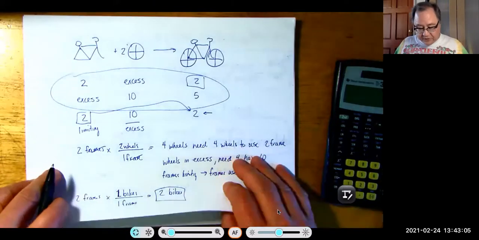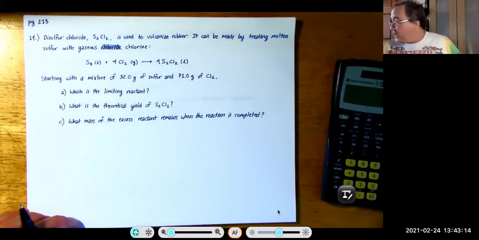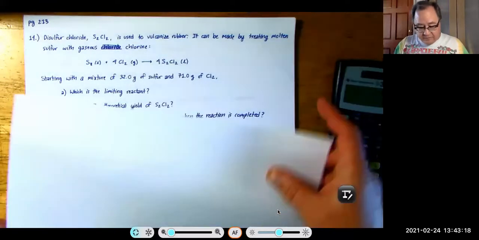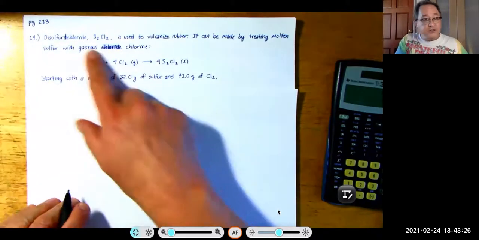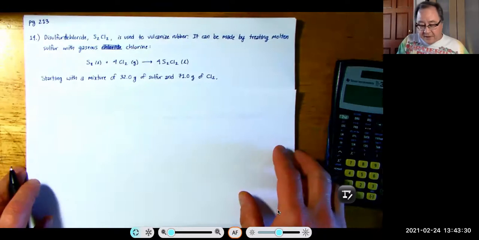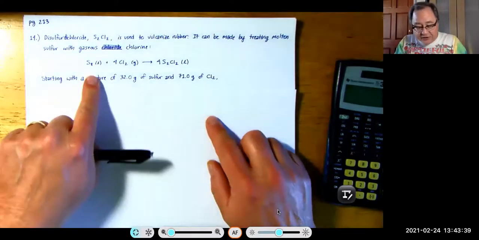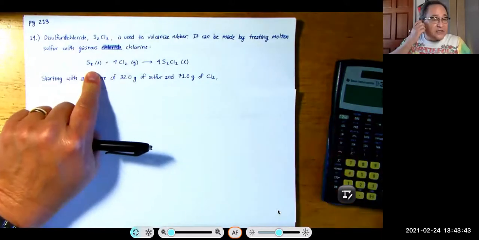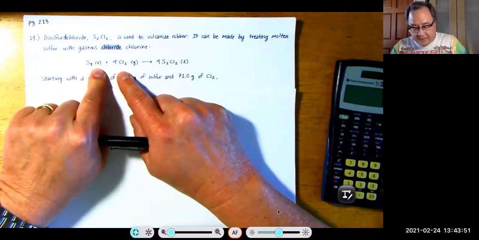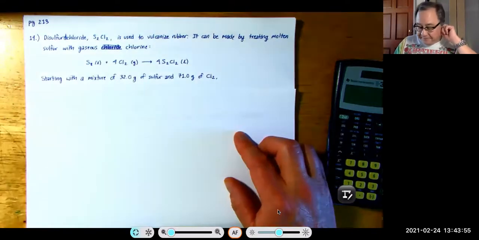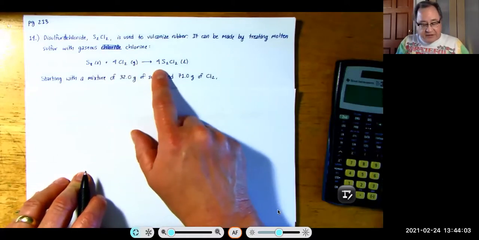All right, so let's put that into practice with this problem right here. We're going to do this 2 ways. Disulfur dichloride is used to vulcanize rubber. It can be made by treating molten sulfur with gaseous chlorine. So here's the reaction. Turns out that sulfur is a weird molecule. It can actually come in 8 atoms. So here we have sulfur, S8. This is a liquid. It's molten, which means you have to heat it up. In this case, it reacts with 4 gaseous molecules of chlorine to give you 4 of these disulfur dichloride.